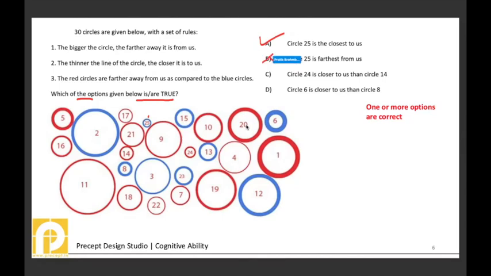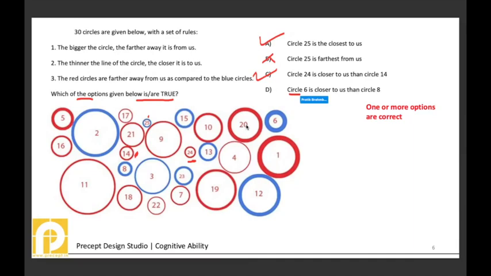C says circle 24 is closer to us than 14. This is circle 14 and this is circle 24. It says 24 circle is closer to you than 14. Circle 24 is smaller in size. Their thickness is same, but 24 is smaller in size, which means 14 is farther away from you, 24 is closer to you. So C is fine.